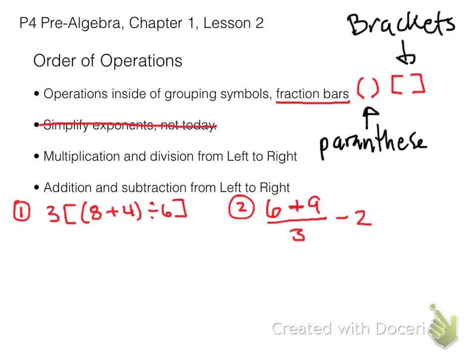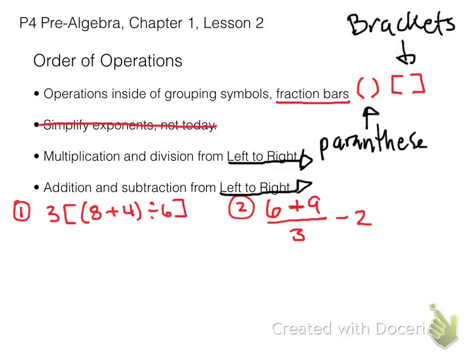It does say exponents here for the next step, but we're not going to worry about that today. Next up is multiplication and division from left to right. Since multiplication and division have the same level of priority, we do them from left to right. Addition and subtraction have a lesser priority than multiplication and division, but they have the same priority as each other. So addition and subtraction, same priority, and we do them from left to right.